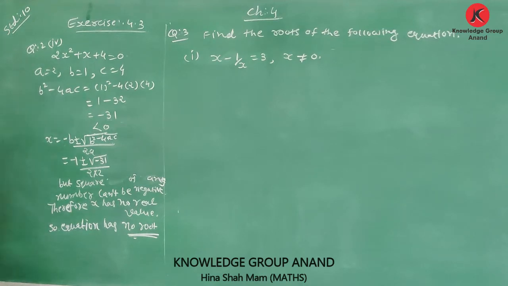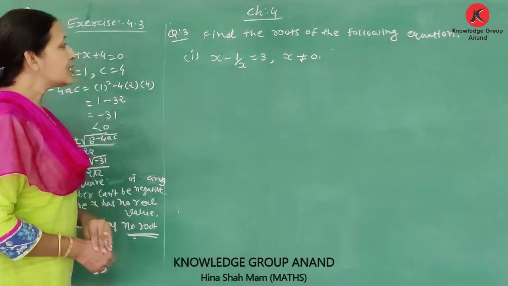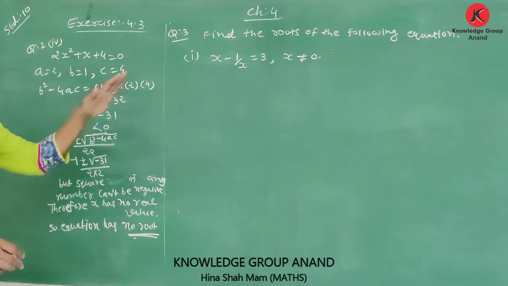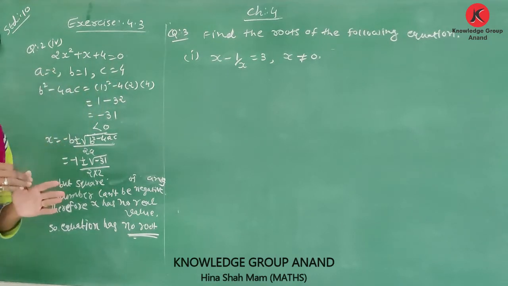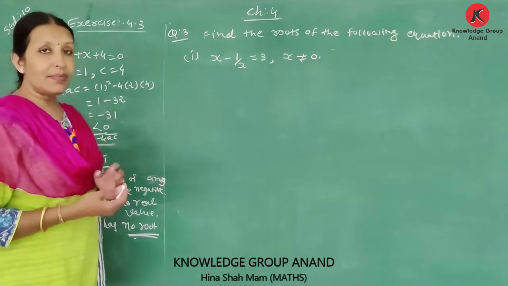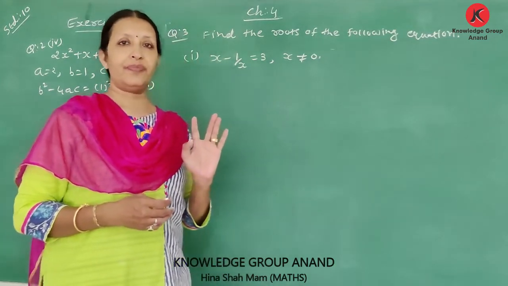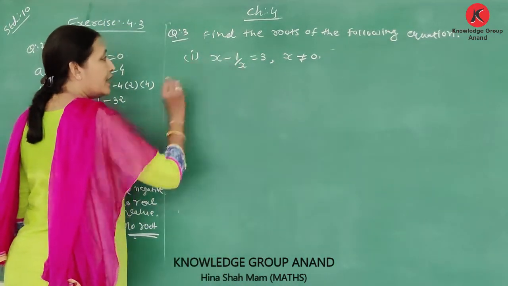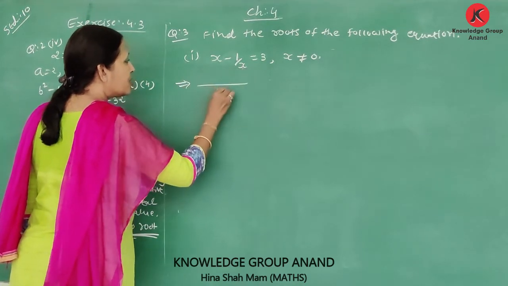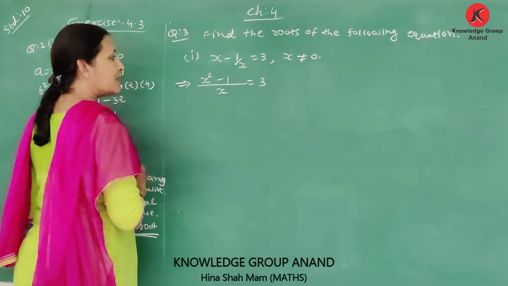Number 3. Find the roots of the following equation. Our equation is x minus 1 upon x is equal to 3. First we simplify our equation. Then we write a, b and c. Then find b square minus 4ac and use the quadratic formula. Here, simplify this equation. LCM is equal to x. x square minus 1 equals 3.